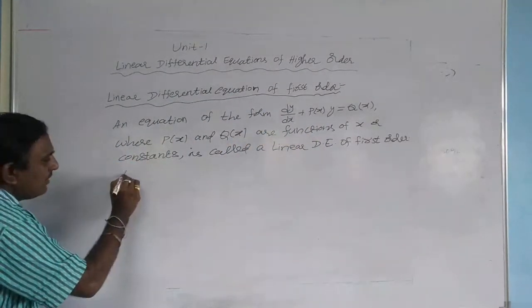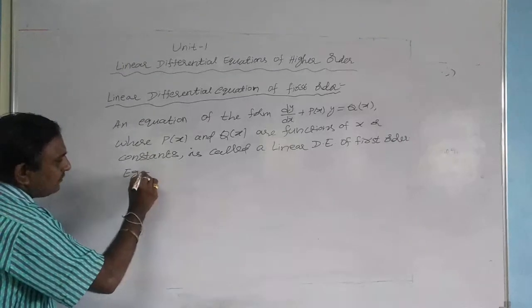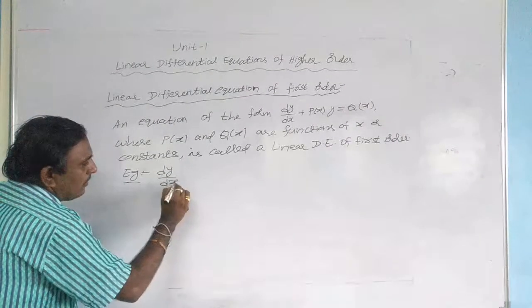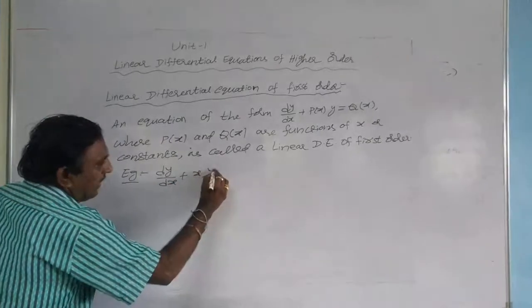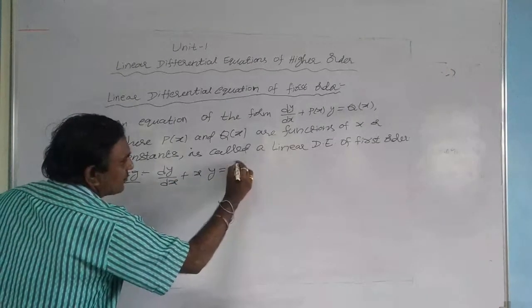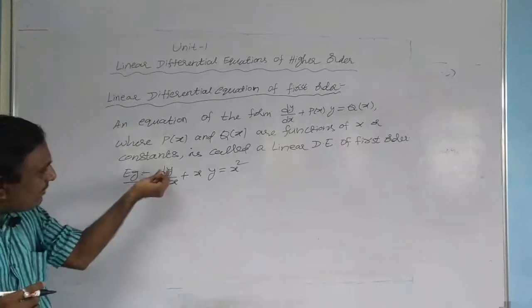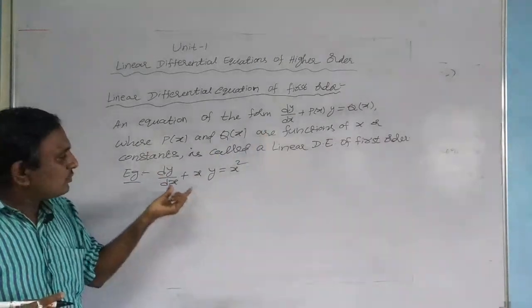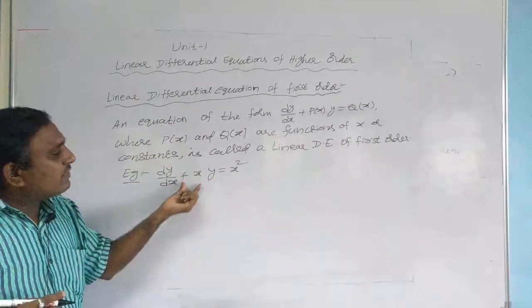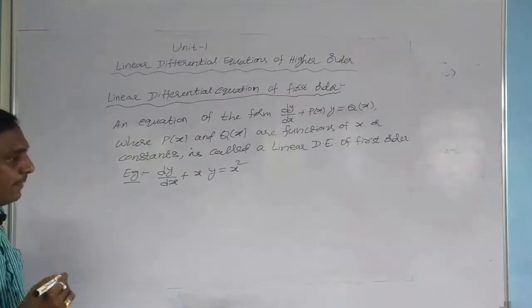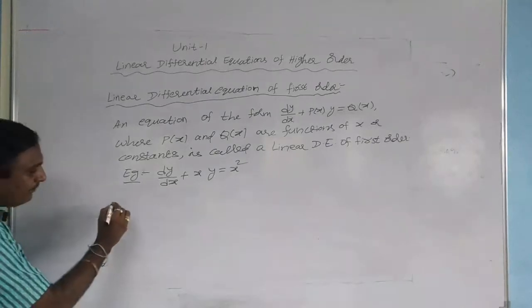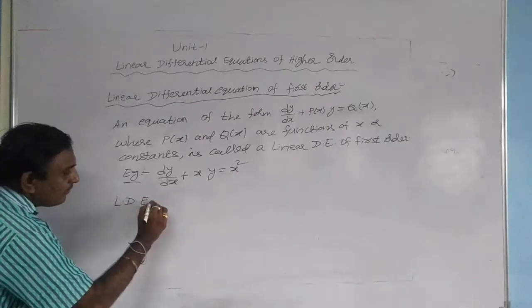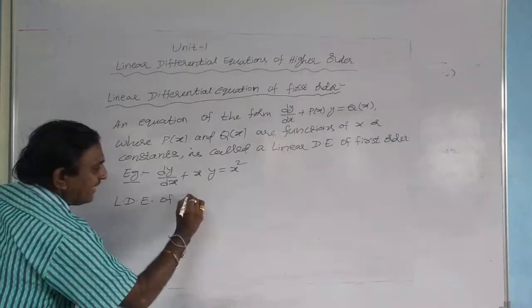See the example: dy by dx plus x into y is equal to x square. This is in the form of dy by dx plus p of x into y is equal to q of x, so this is called a linear differential equation of first order. Now we have to know another definition, the linear differential equation of second order.